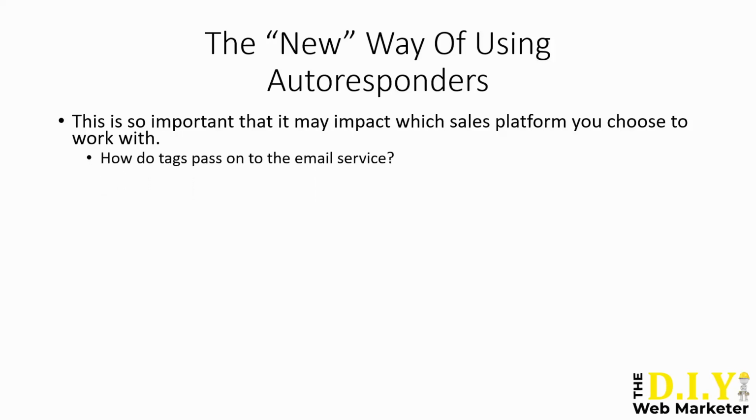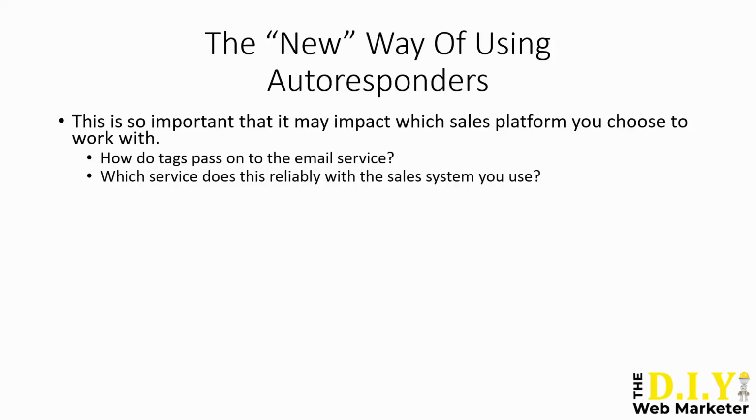You need to be able to answer the question: how do the tags pass on to the email service? You need to work through the process and go through it so that you see what happens. Which service does this reliably every single time? So if you've got 3 or 4 different kinds of emails, you need to go through the process with each one of those emails so that you see it happening reliably, so that when your customer makes a purchase, they are tagged in the sales system, and that sales system then passes that tag onto your autoresponder, and then inside your autoresponder, that tag exists as you place it in there.